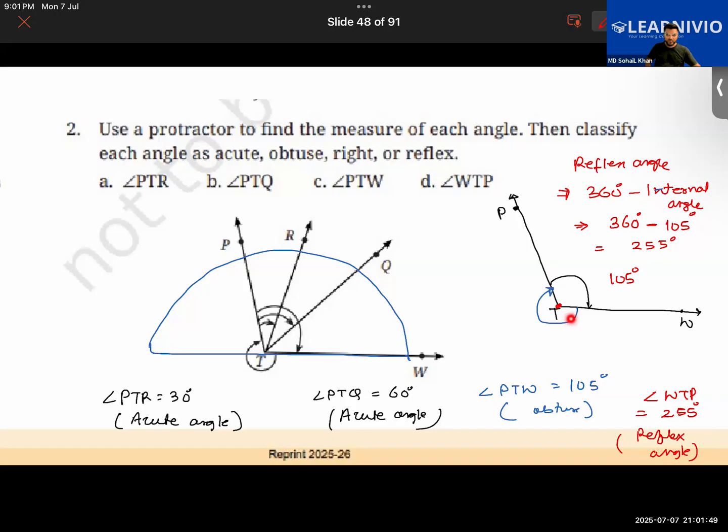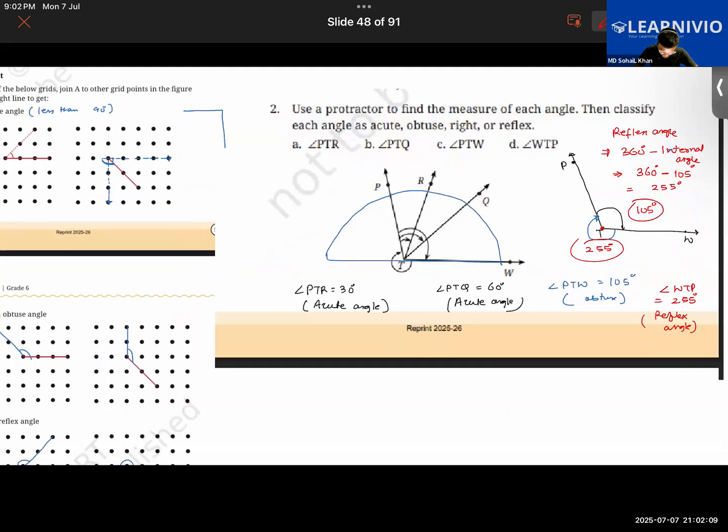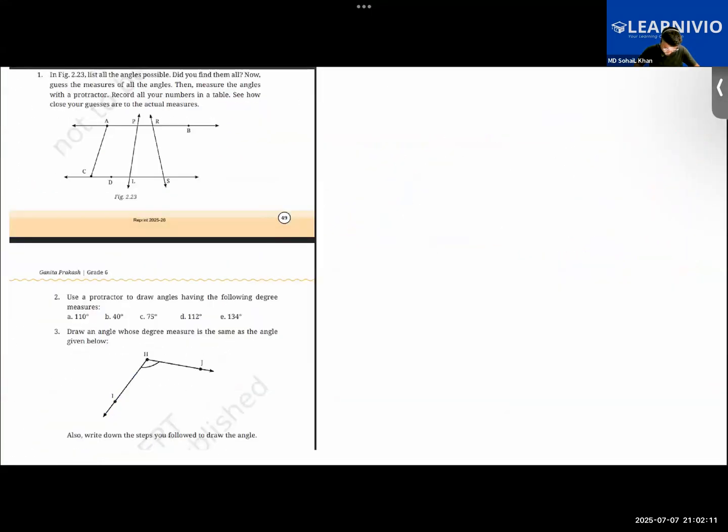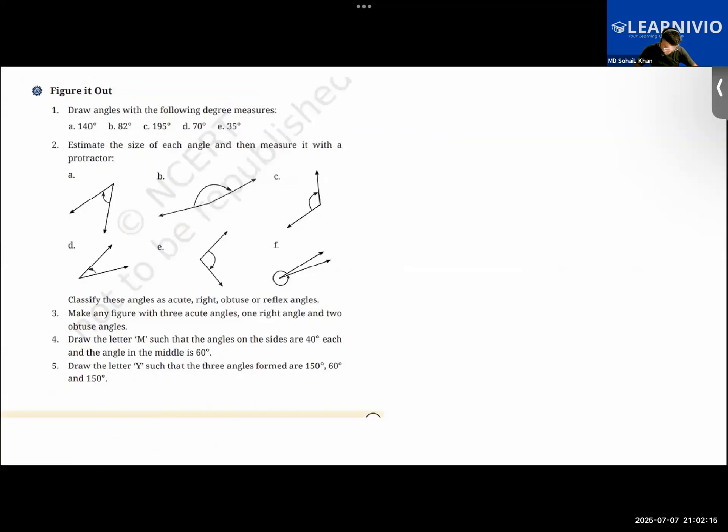Okay. Also, when you add 255 and 105, how much will you get when you add these two values? 360. And that's the angle measurement around a point, right? Yes. And this 360 degrees is also called a complete angle, as you know. Okay. These questions we have done.